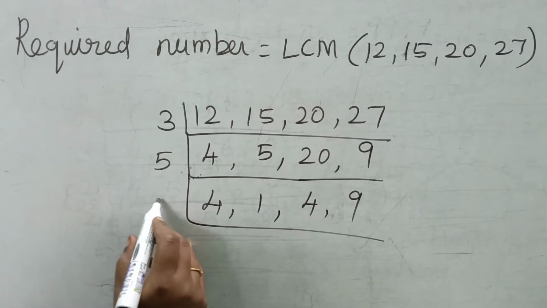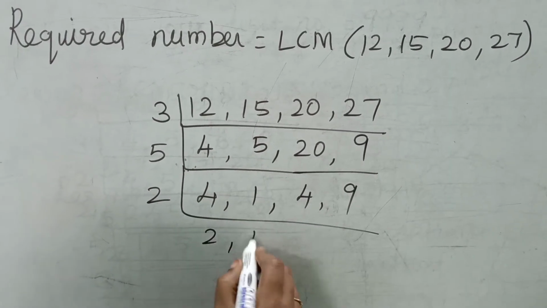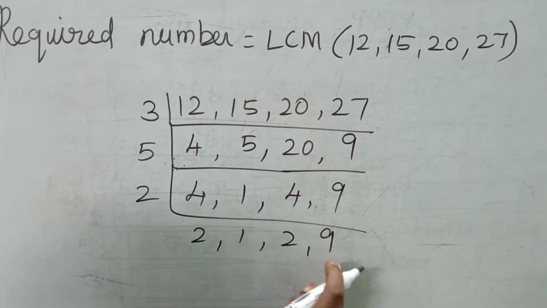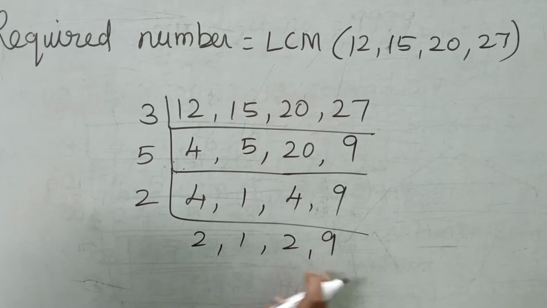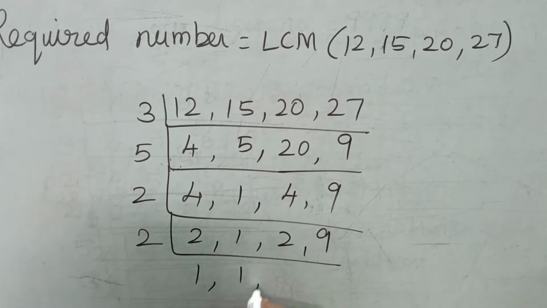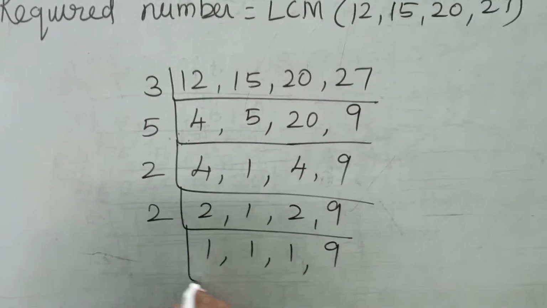Now, divide this by the 2 table. 4 divided by 2 is 2. Again 4 divided by 2 is 2. Write 9 as it is. 9 is not divisible by 2, therefore I am writing 9 as it is. Again divided by 2: 1, 1, 1. 9 is not divisible by 2, therefore I am writing 9 as it is.